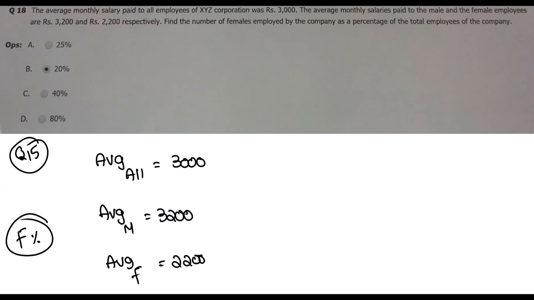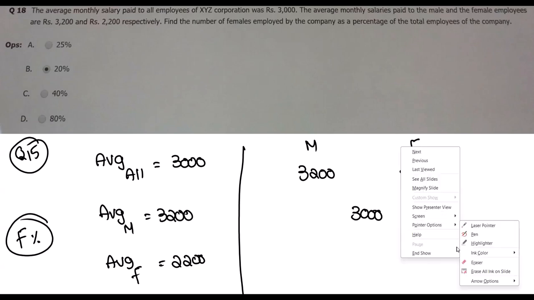Right, so see here, this question can be done using averages. I don't say no, but the easy method is mixtures and alligation, mixing. The overall employees' average is 3,000, male is 3,200, female is 2,200. Mixing employees, it can be male or female. A candidate can be a boy or girl. Right? Whenever it's a mixing, we can go for mixtures and alligation.